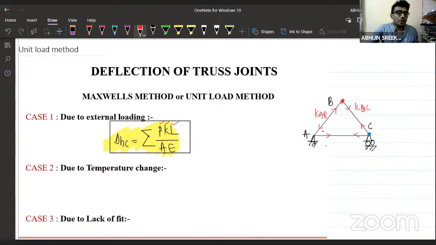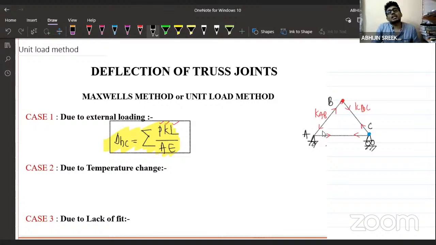Is it clear, everyone? I think this equation is very familiar to you, right? There are many questions from this single concept in the GATE exam. You can see the previous question papers. Is this concept clear to everyone? If there is a doubt, you can simply ask me. You know how to deal with this equation, right? And this is external loading, which means there are deflections or displacements at various joints due to external loading.